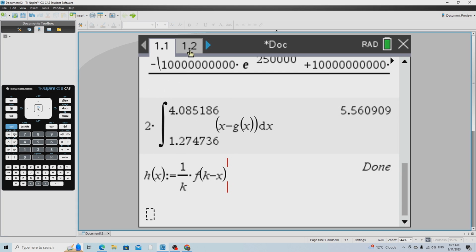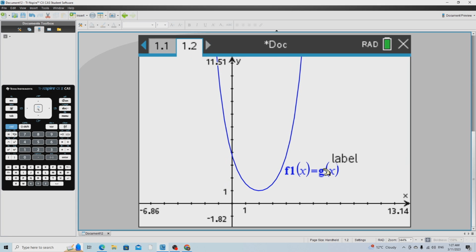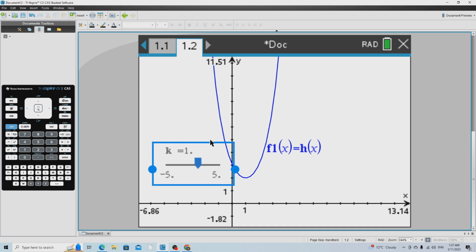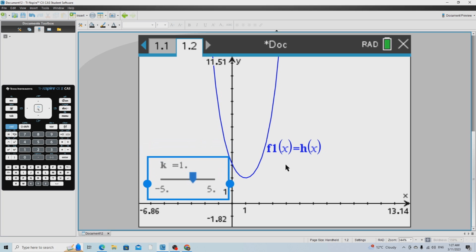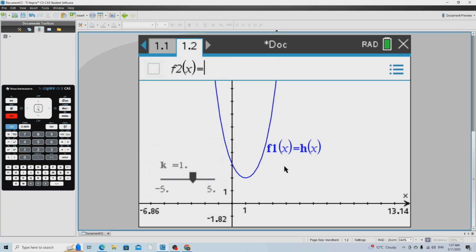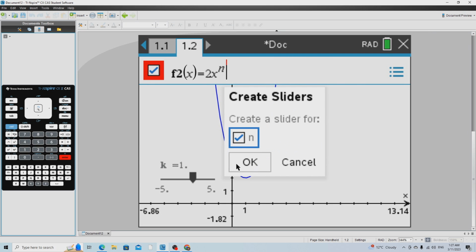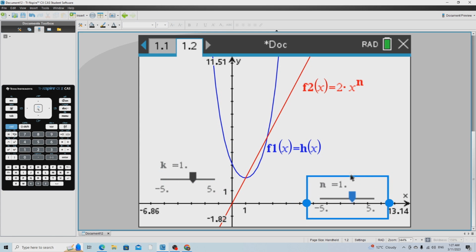Okay, so if I graph that, take this one over here out. So h of x, we'll put k as a slider. And we also know that 2x to the power of n lies there. So what it's saying is that the turning point of h, this turning point, will always lie on the graph of this, where n is an integer.